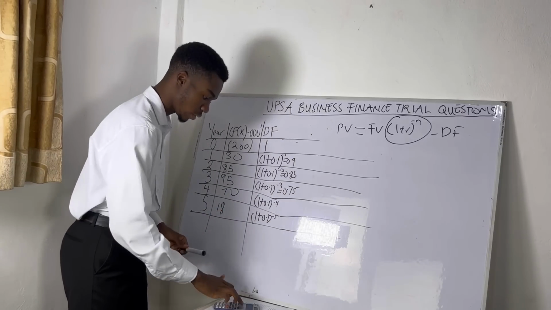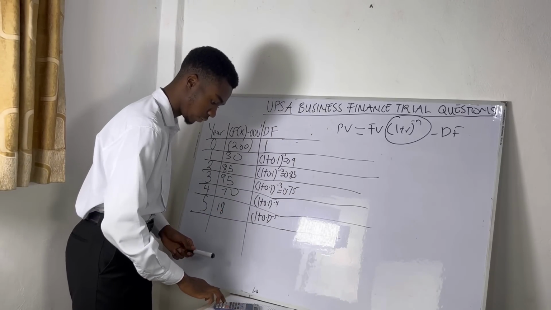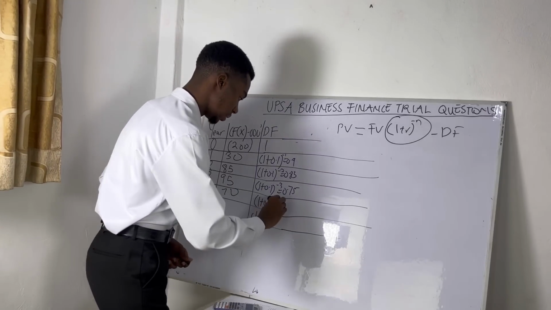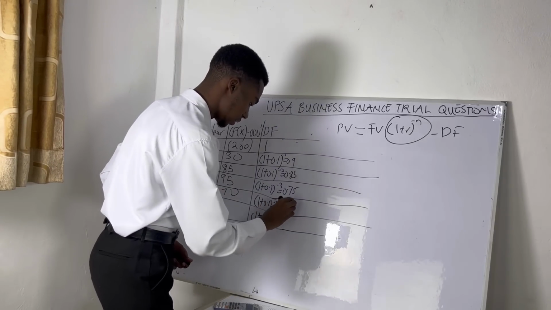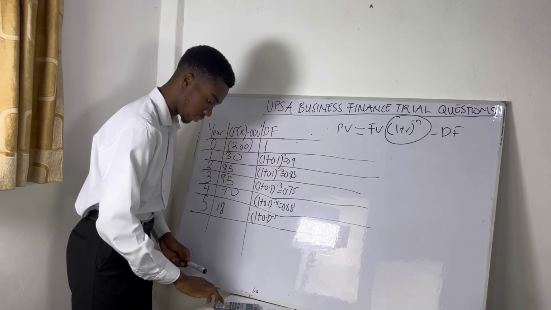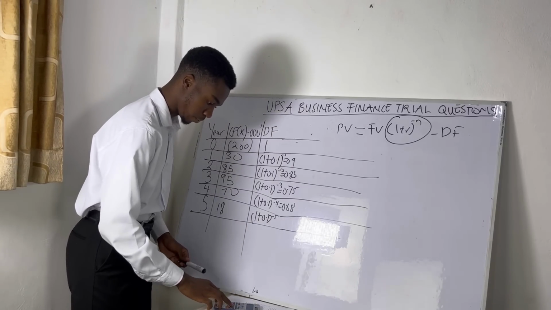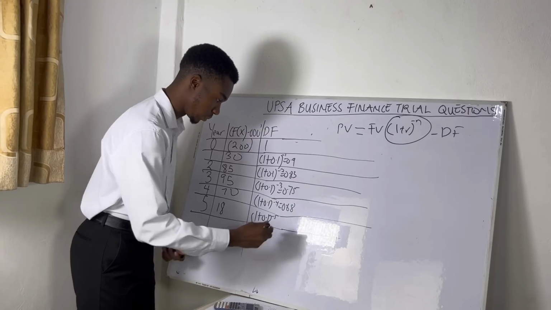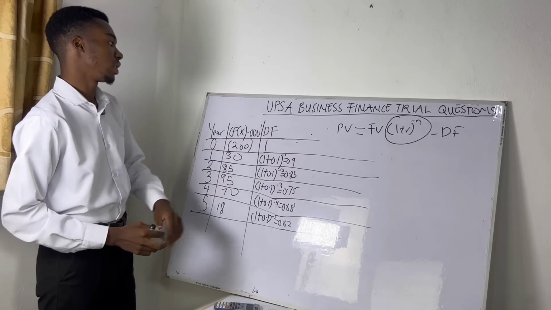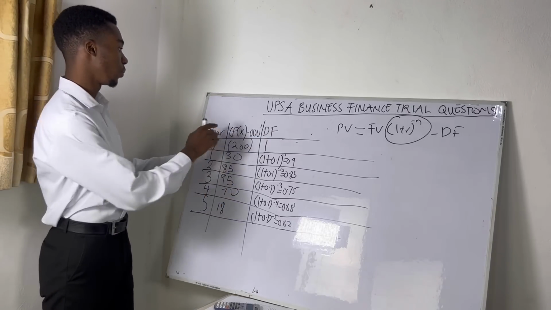Then year 4, we are getting 1 plus 0.1 exponent negative 4. Then we are getting 0.68. Then year 5, we are getting 1 plus 0.1 exponent negative 5. We are getting 0.62. So these are the discount factors for Project X.